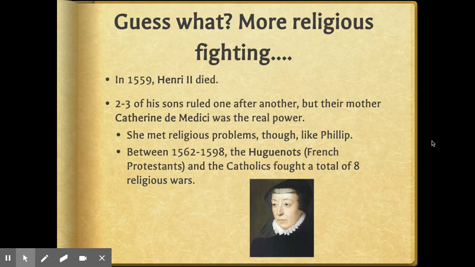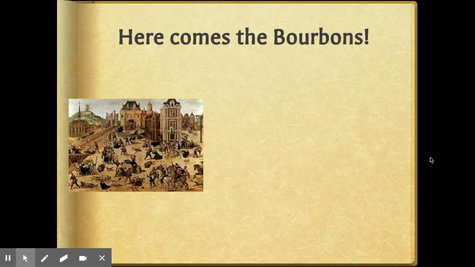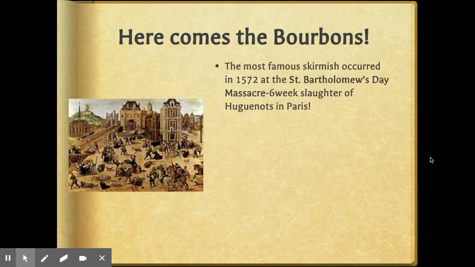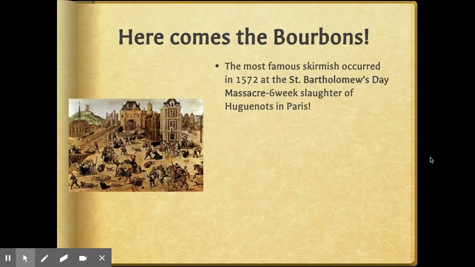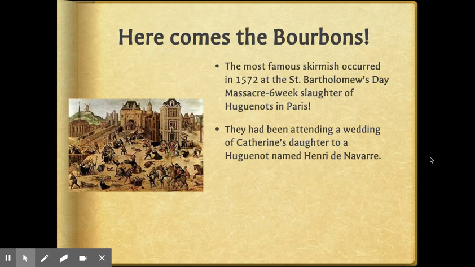In France, the French Protestants are called Huguenots. So Huguenots are the Protestants. The Huguenots and the Catholics are going to fight a bunch of wars in a rather short time span. I mean, you can see 30 some odd years, 8 different wars all over religion. And this is going to spiral out of control, with the most famous of the battles happening in 1572 at what was called the St. Bartholomew's Day Massacre. And this was just a 6-week slaughter of Huguenots in Paris.